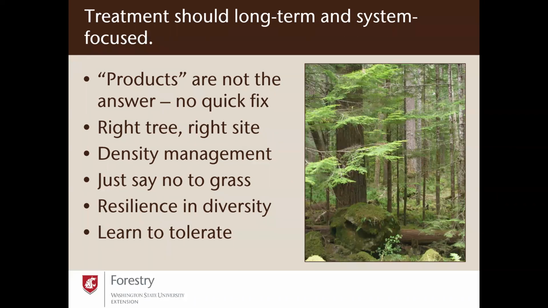But if you see species dying, say, okay, if I'm going to replace those, I need to go up a notch in drought tolerance. Density management, we talked about that a lot earlier. The cup of water is getting smaller, and the more straws that are in there, the thirstier everybody's going to be. Just say no to grass, we talked about that.